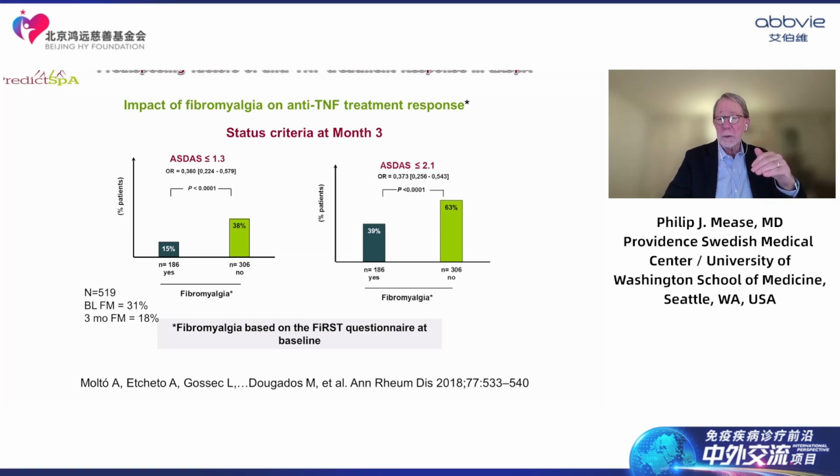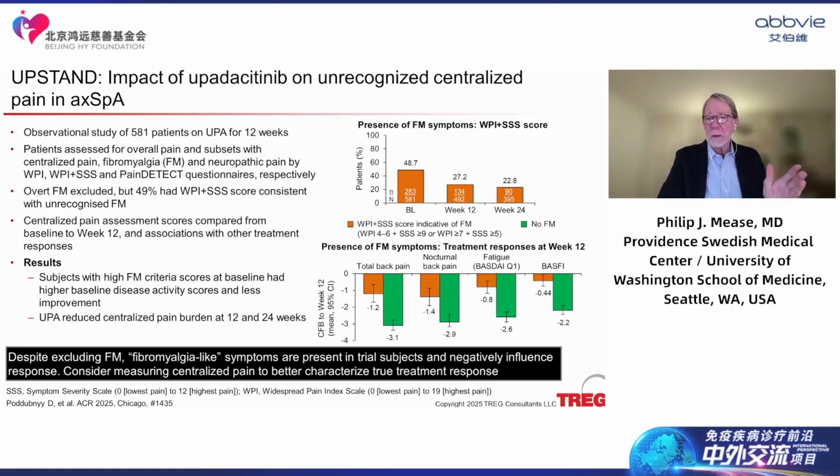One interesting observation was that at the 3-month mark, when they were re-administered the FIRST questionnaire, this time only 18% of them scored in the range of fibromyalgia. So it's possible that effective treatment of the underlying rheumatic disease condition may lower the central sensitization phenomenon in the patient's central nervous system.